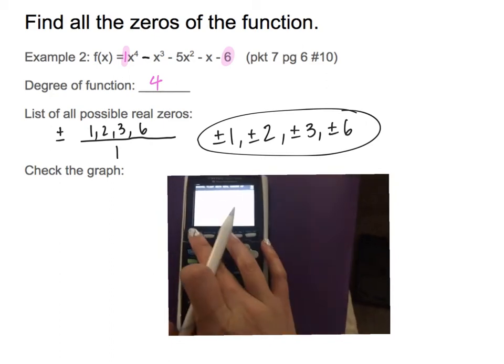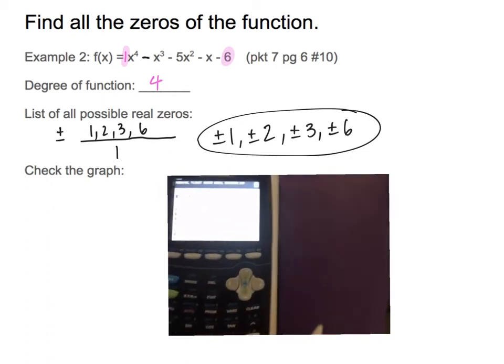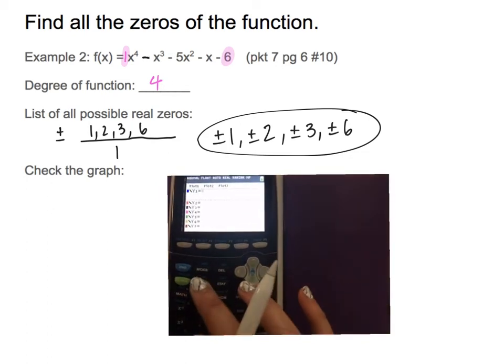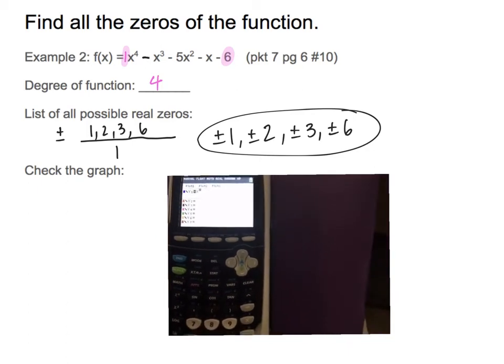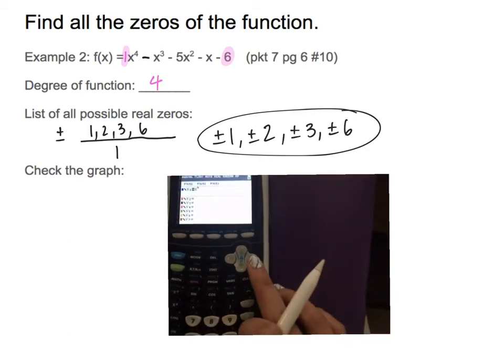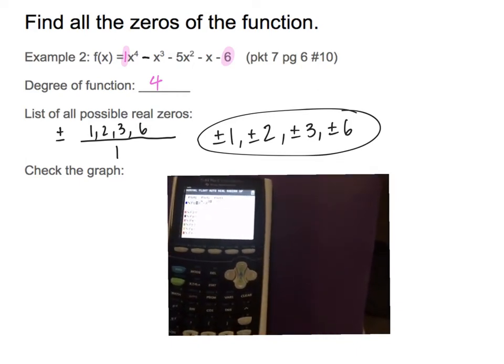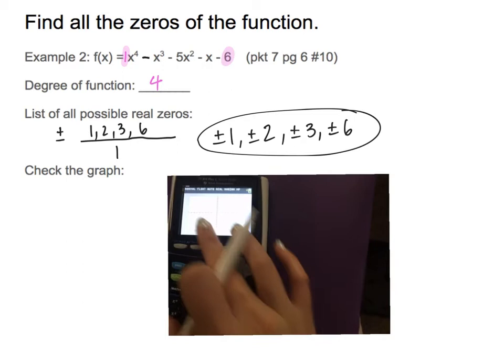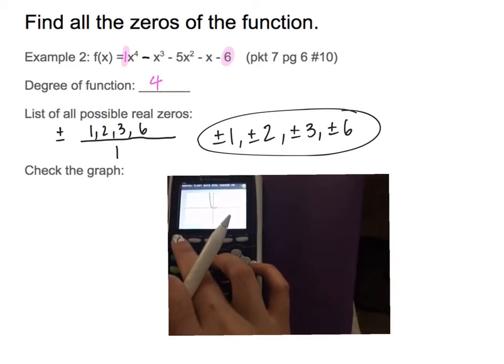Let's clear that. So you hit y equals, and we're going to punch in this function here. So we have x. We use that caret button to get our power to the 4th power. Arrow key, minus x to the 3rd power. Oops, sorry, I hit the graph button by accident. Now it's graphing. Darn. Ignore that.